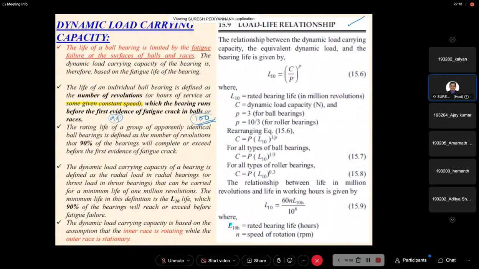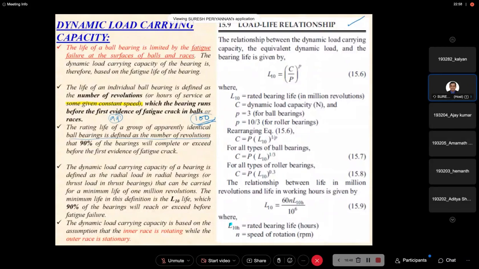Now, the rating life of a group of identical ball bearings is defined as the number of revolutions that 90% of the bearings will complete. What I'm telling here is, I'm taking 100 identical bearings, and the rating life is the number of revolutions that 90 percent of the bearings will complete or exceed before the first evidence of the crack.